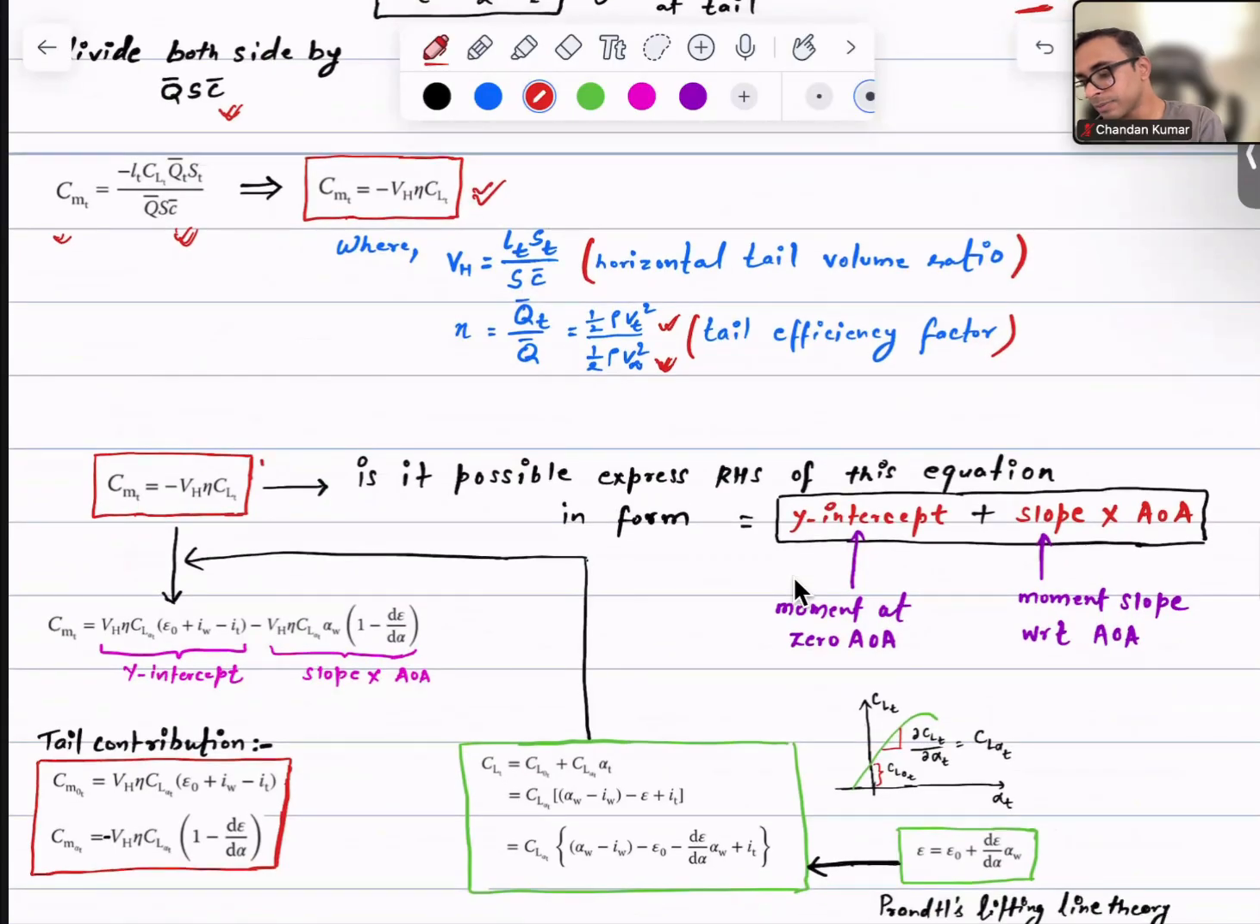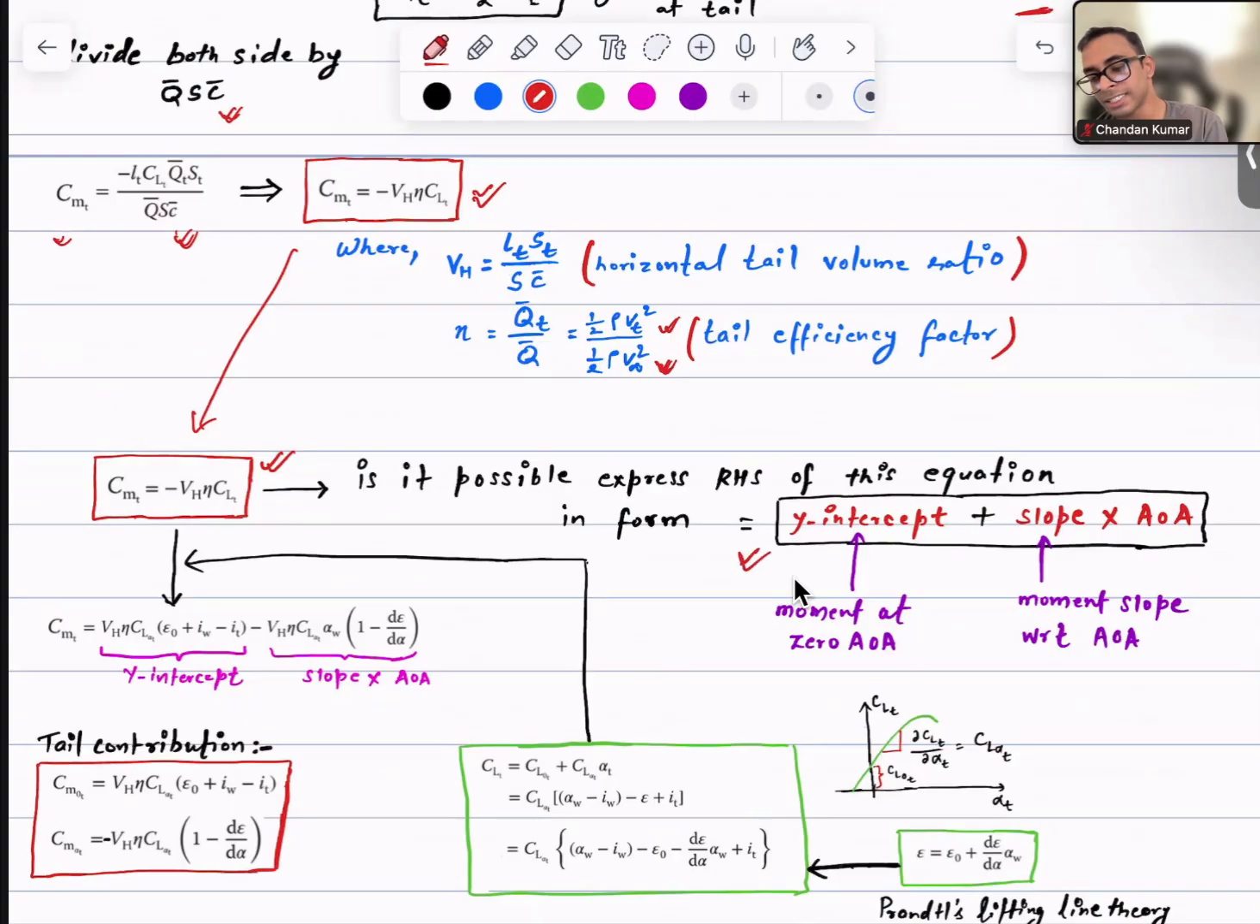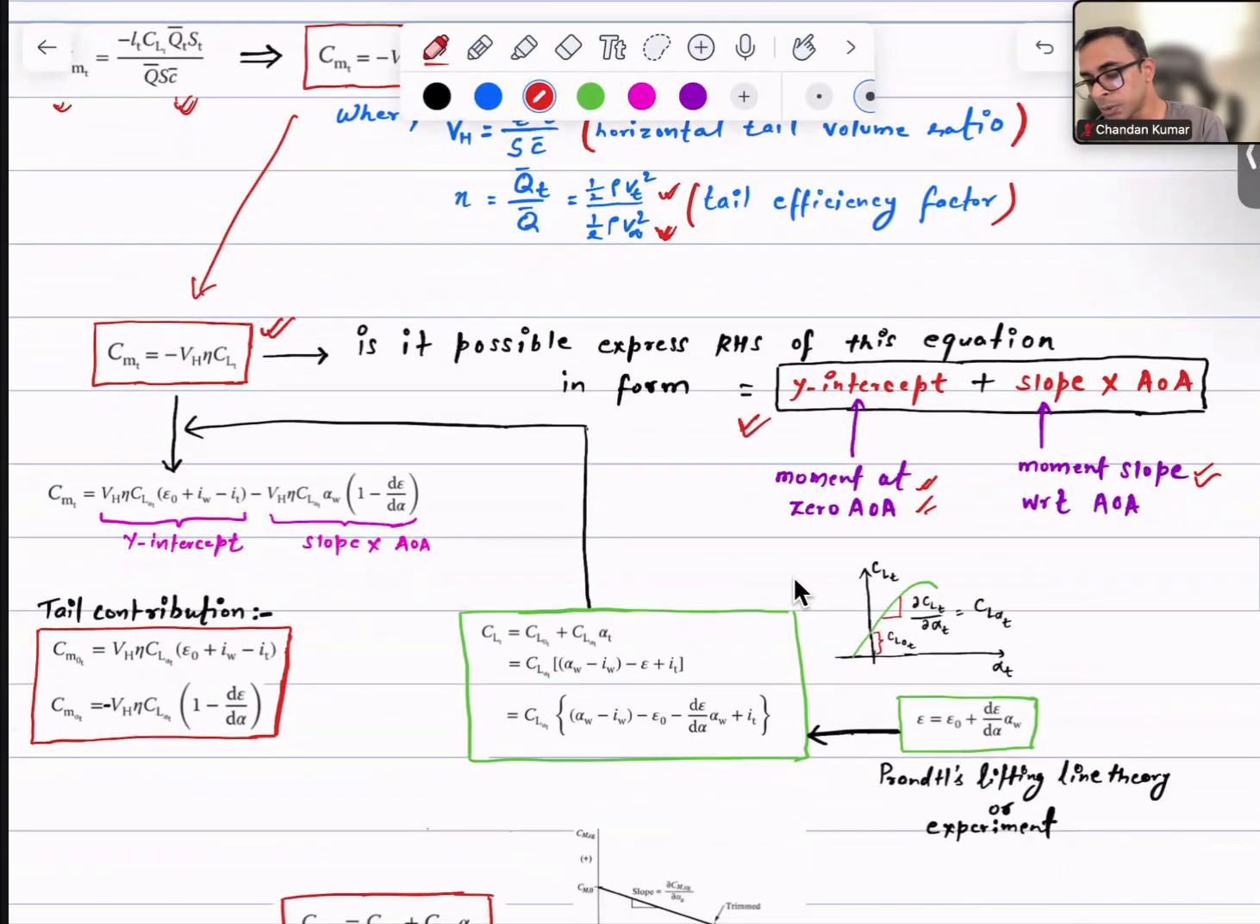Now looking at this, this is the same equation that is coming over here. Looking at this, we should ask a question: is it possible to express the right hand side of this equation in this form, the y-intercept plus slope multiplied by the angle of attack? If we can do that, we will know how much the tail is contributing to the moment at zero angle of attack and how much it is contributing to the slope. To do that, we have the lift coefficient at the tail over here, that we can express further in a straight line form, where this is the y-intercept and this is the slope.